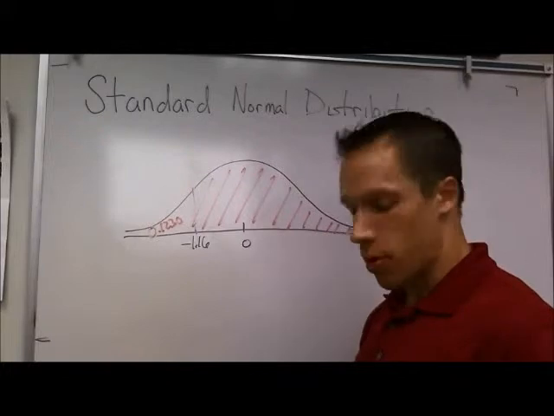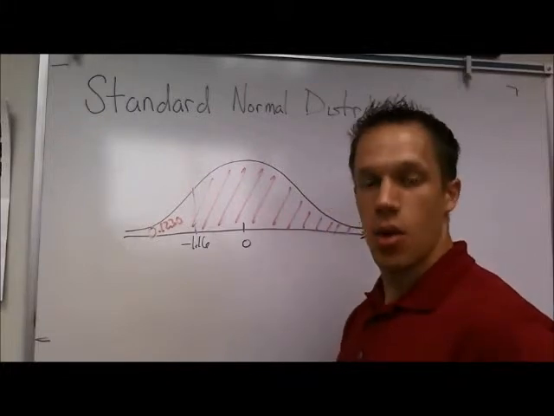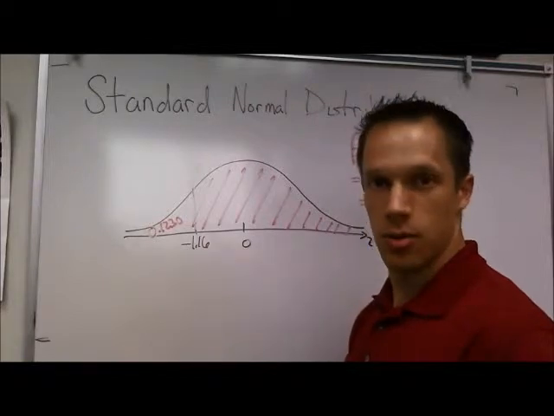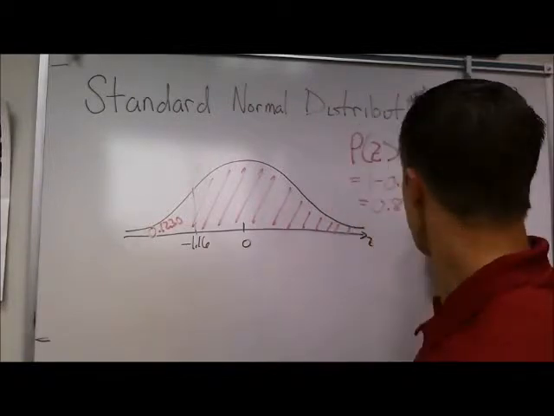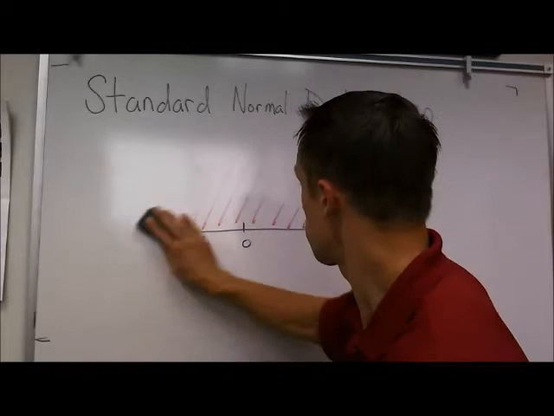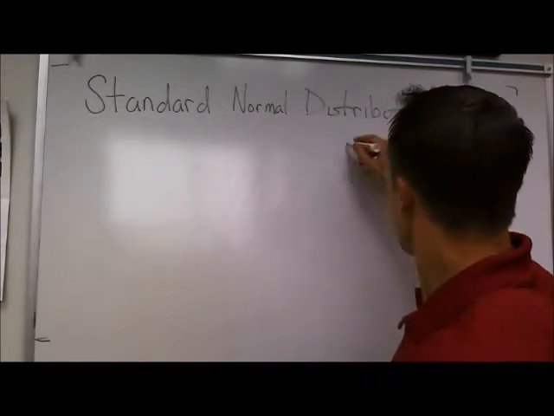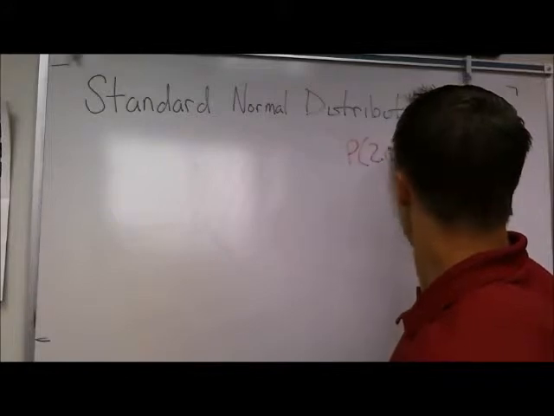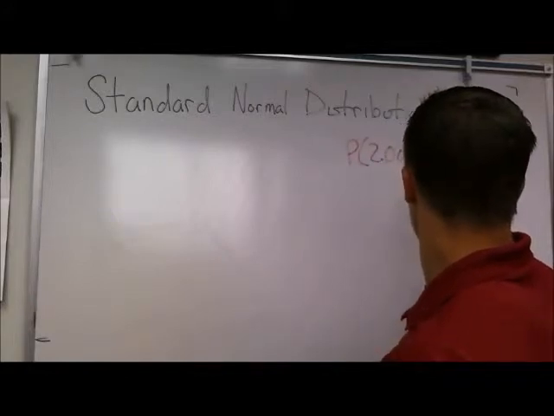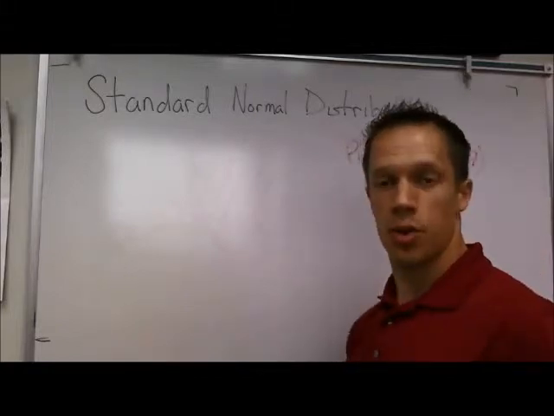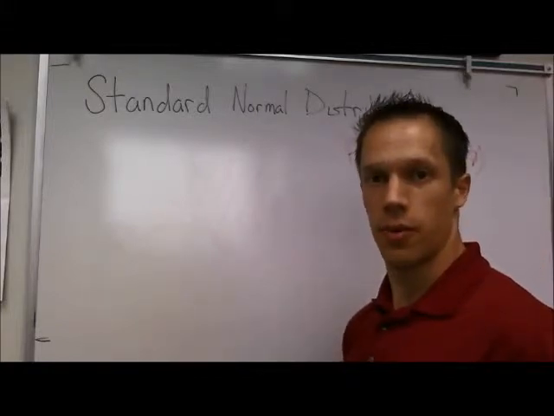The third type of problem that I want to show you today is what happens when we're asked to find the probability that z is in between two values. So for example, let's say we were asked to find the probability that z is in between 2.00 and 2.47.